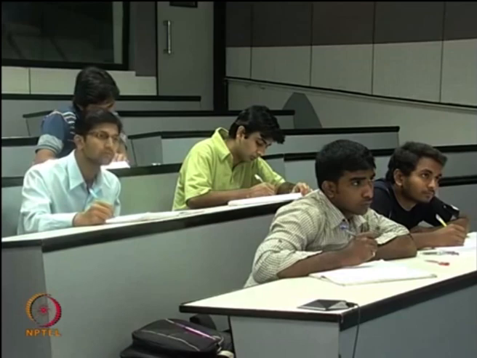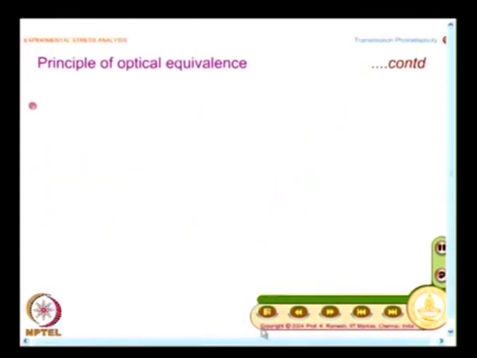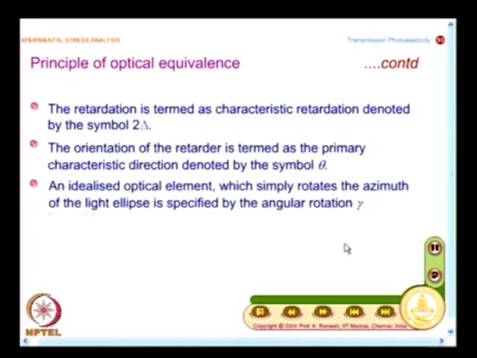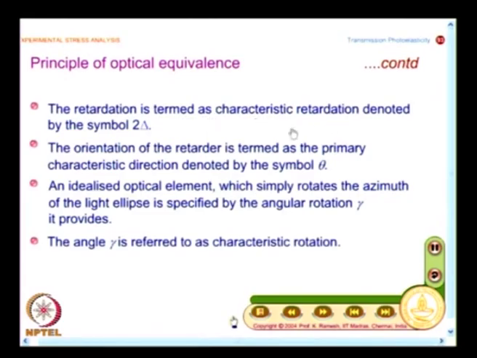So, I will have to determine 3 quantities when I go to 3-dimensional photoelastic analysis, not one quantity, and its interpretation as physical variable is very challenging, it is not simple. And what you can think of is, I can have a series of retarders and analyze it by Jones calculus. Retardation is termed as characteristic retardation labeled as 2 delta. The orientation of the retarder is termed as the primary characteristic direction denoted by the symbol theta. The rotation is given by gamma, labeled as characteristic rotation. So, these are all the 3 quantities I determine experimentally for a 3-dimensional photoelastic analysis.